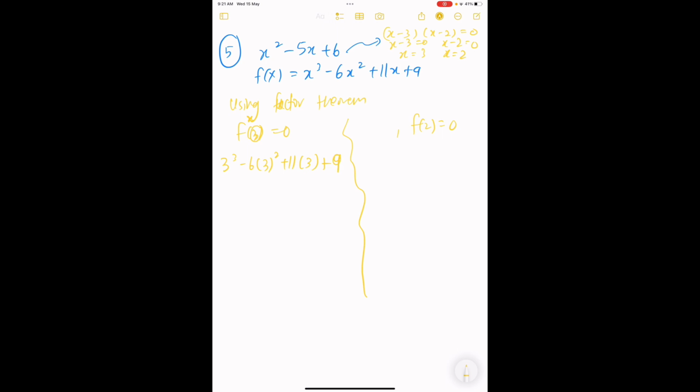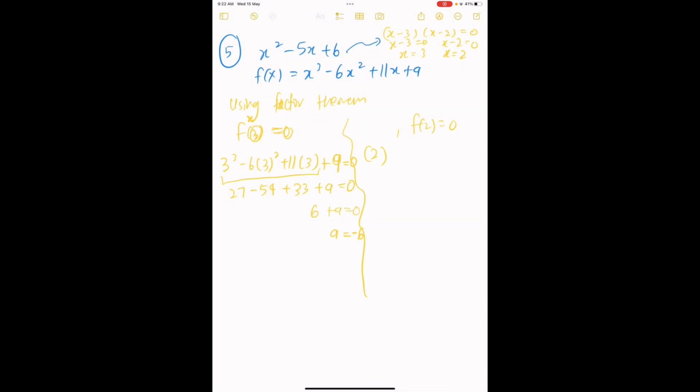Okay, you want to find the value of a. So you solve this part using calculator. It gives you 27 minus 54 plus 33 plus a. Don't forget to equal it to 0. Okay, and then you will get your 6 plus a equals 0. You want a as subject, move 6 to the right, become minus 6. Okay, if you substitute 2 inside f(x), you will get the same answer.